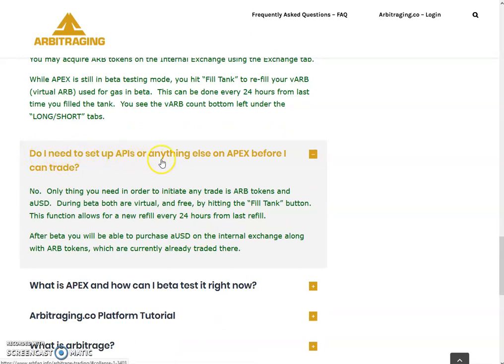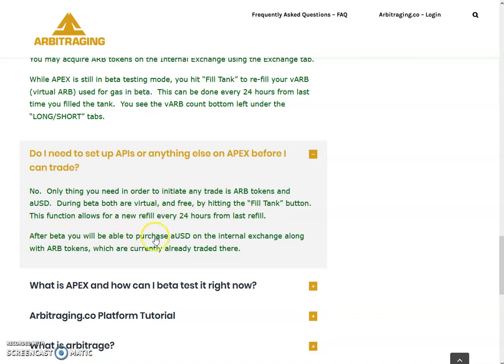Do I need to set up API or anything else on Apex before I can trade? No. The only thing you need in order to initiate any trade is ARB tokens and AUSD. During the beta, both virtual tokens are free, and by hitting the fill tank button, this function allows a new refill every 24 hours from the last refill.